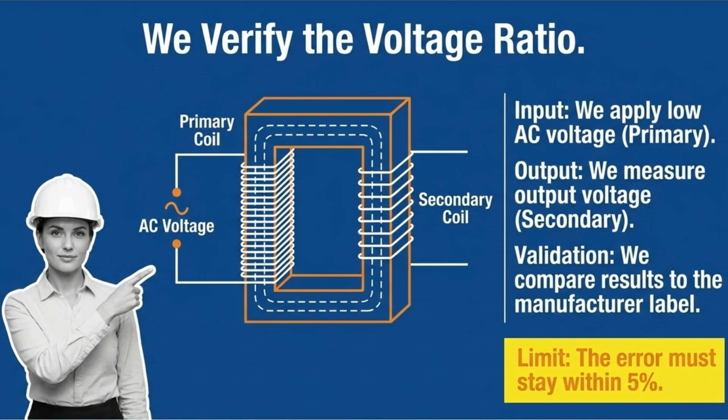Next, verify the voltage ratio. Apply low AC voltage to the primary side, measure the secondary output, and compare the results to the manufacturer's label. The error must remain within 5%.